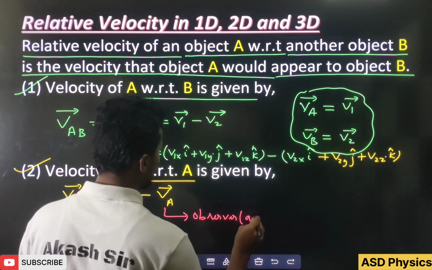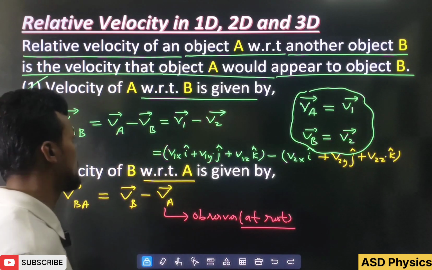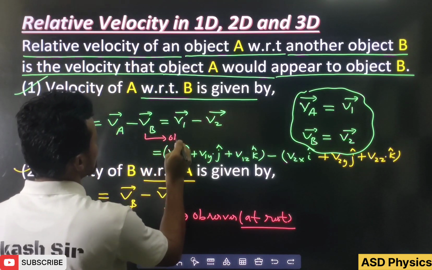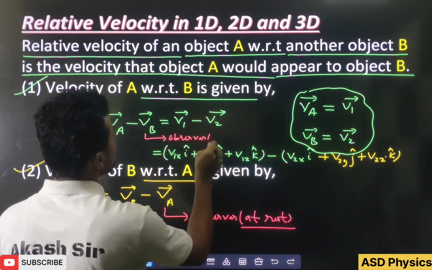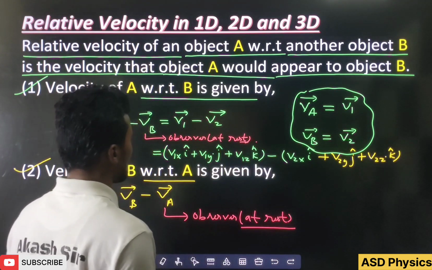A is the observer. And whenever it is observing, the observer will always be at rest. Here, A with respect to B means B is the observer. B is the observer at rest. Observer always at rest. Remember that.